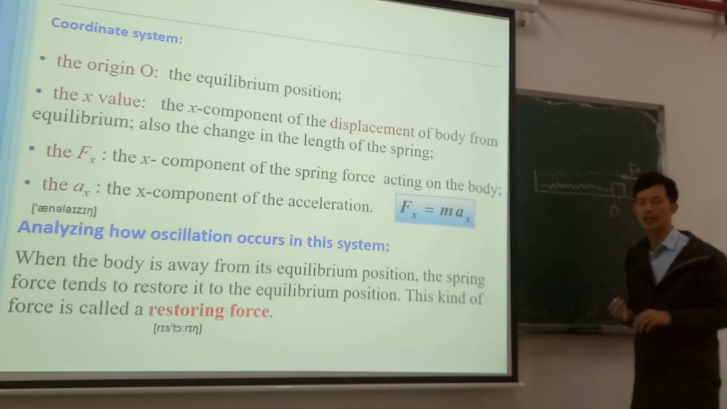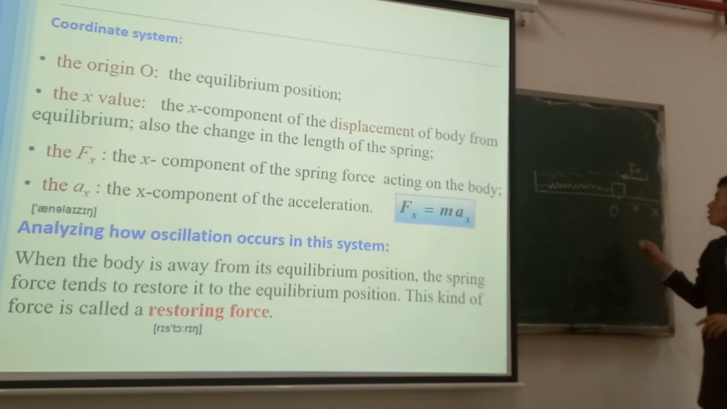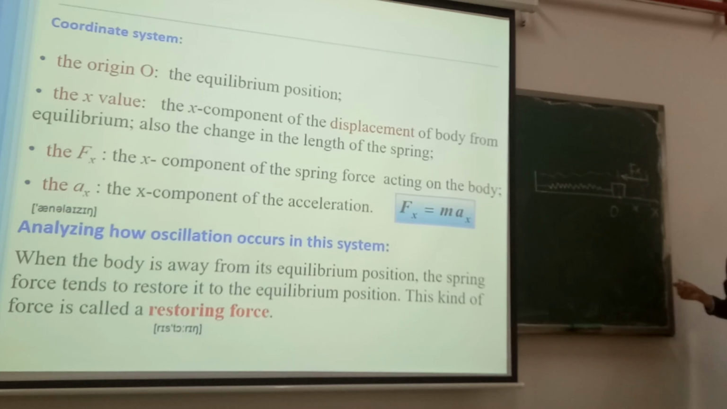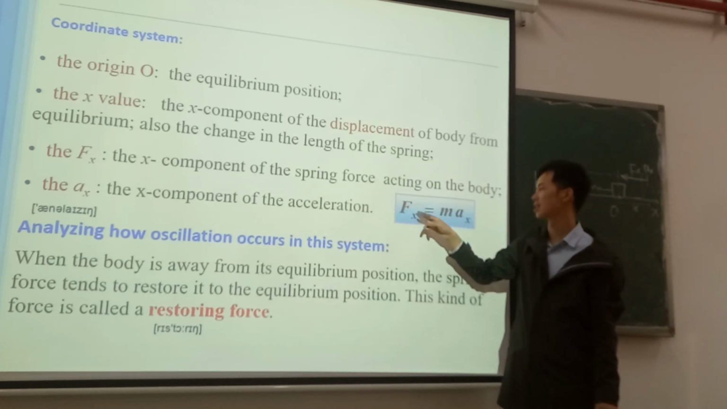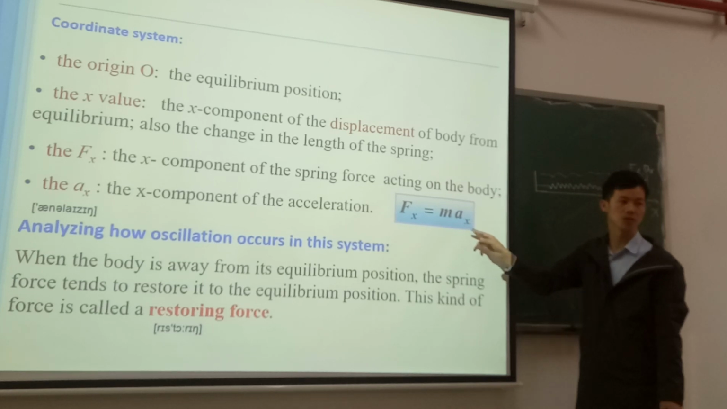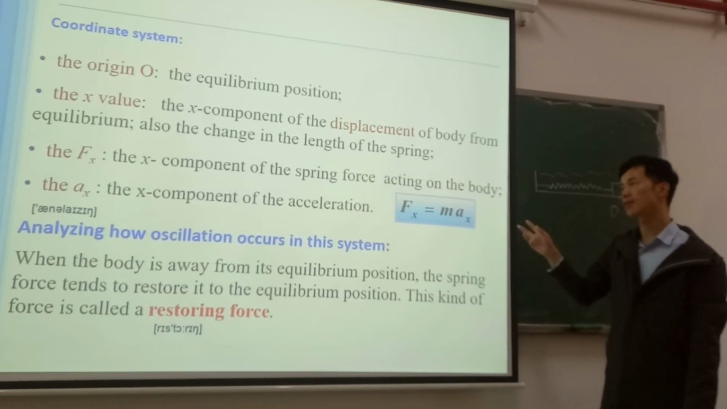the ax is the x component of the acceleration, because there is force exerted on the body. According to Newton's second law, the force will cause acceleration. So the fx will result in ax, the acceleration of the body. So the relationship between fx and ax is this. This is Newton's second law.